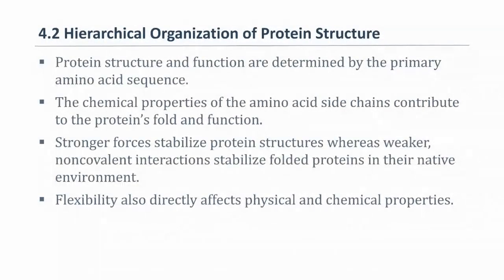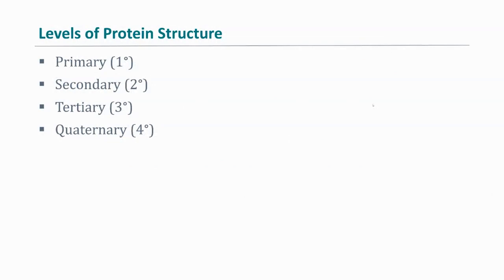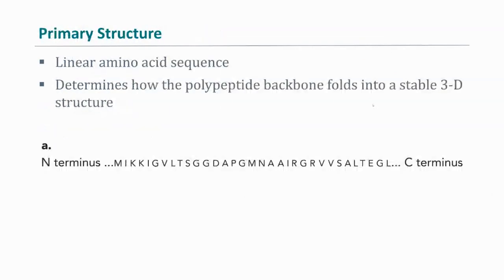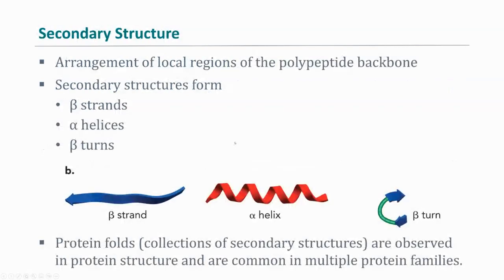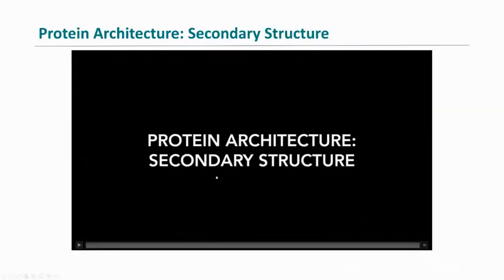So the protein structure: primary, secondary, tertiary, and quaternary structure. The primary structure is just the amino acid sequence, all right? Secondary structure is formed by the polypeptide backbone. They form hydrogen bonds within the polypeptide backbone, and that gives you the secondary structure: the alpha helix, beta pleated sheet, or beta turn. So these are the primary and secondary structures.